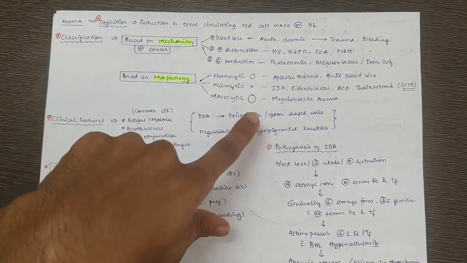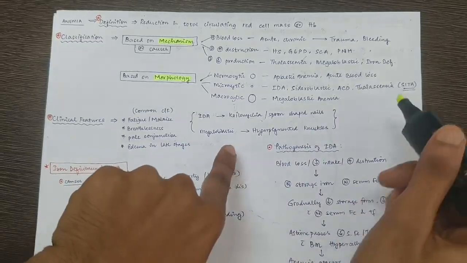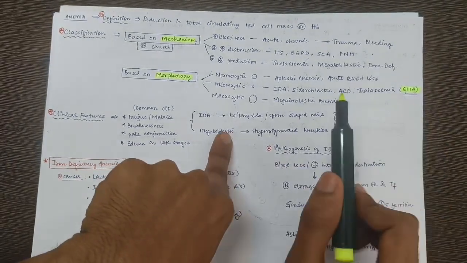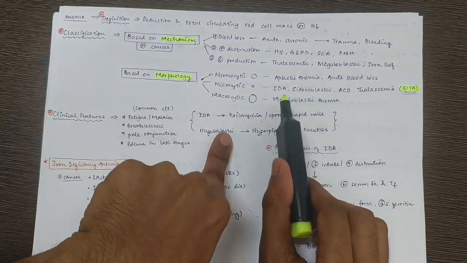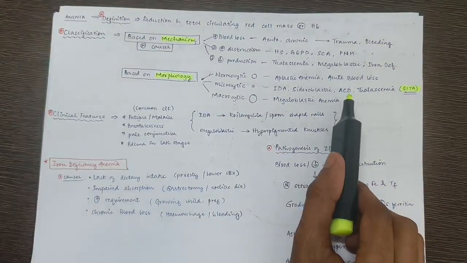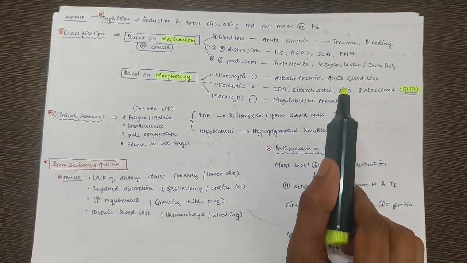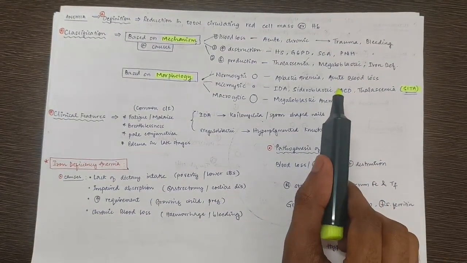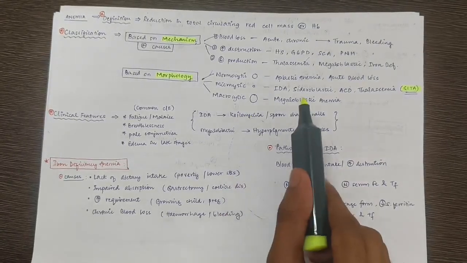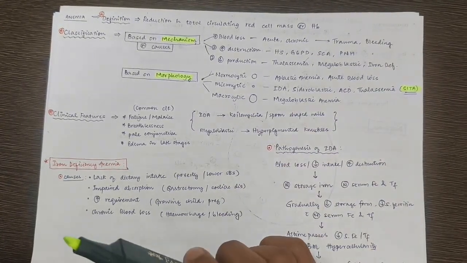In microcytic you are going to see SITA. What is the mnemonic? That is SITA. So what are the examples under them? Sideroblastic anemia, iron deficiency anemia, thalassemia, and anemia due to chronic disease. These are the things which come under microcytic anemia. So let's move on to macrocytic anemia. In macrocytic anemia, mainly we are going to see megaloblastic anemia.